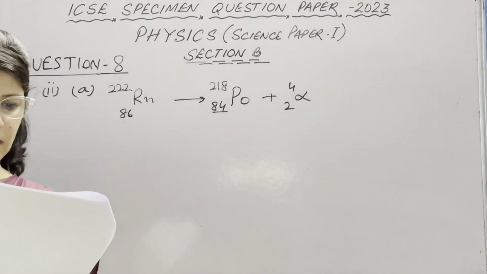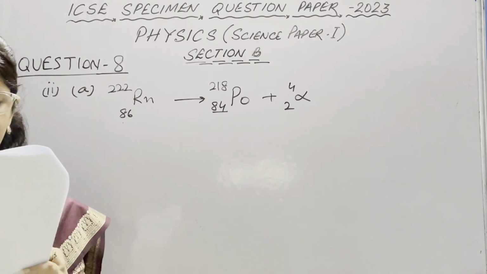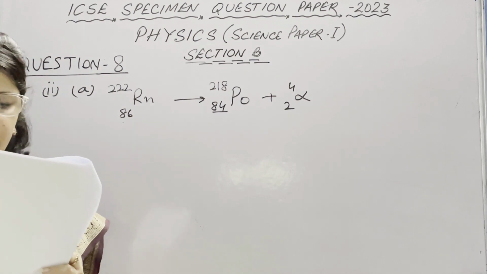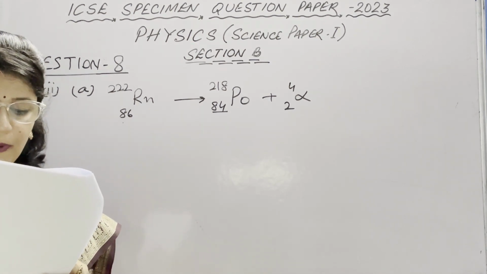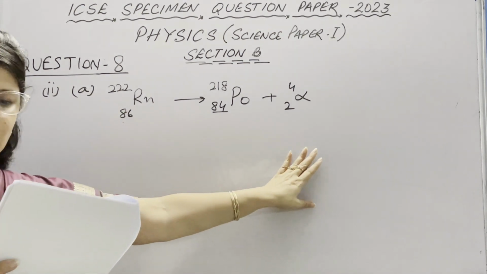In B part of this question, what will be the effect on the radiation emitted in the above reaction when it is allowed to pass through an electric field? We all know that an alpha particle is positively charged.